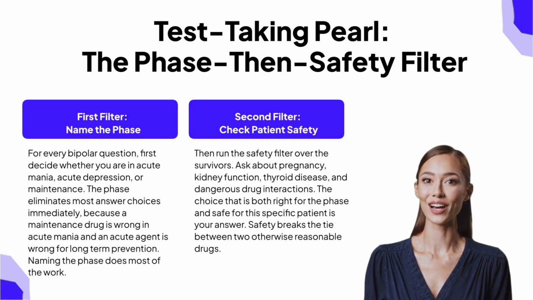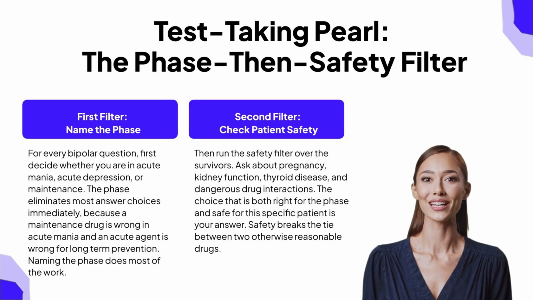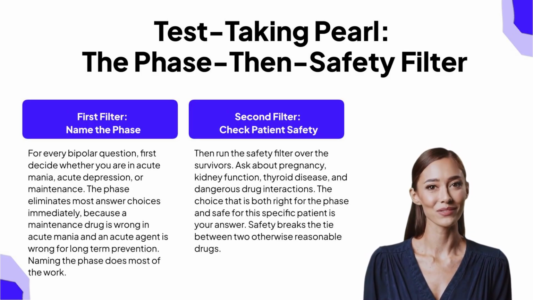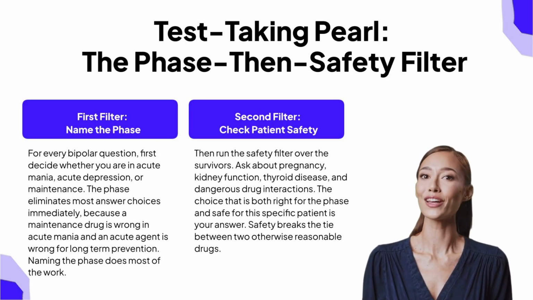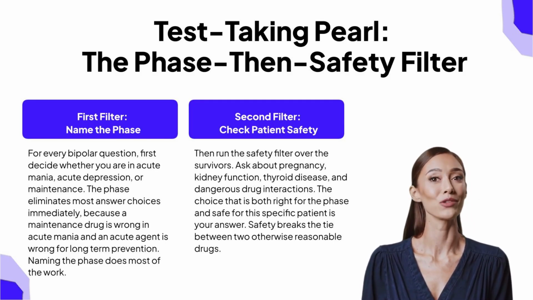Here is a pearl that ties everything together, the phase then safety filter. For every bipolar question, first name the phase. Decide whether you are in acute mania, acute bipolar depression, or maintenance. That single decision eliminates most answer choices right away because a maintenance drug is wrong in acute mania and an acute agent is wrong for long-term prevention.